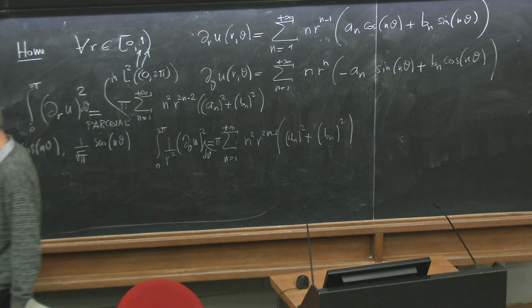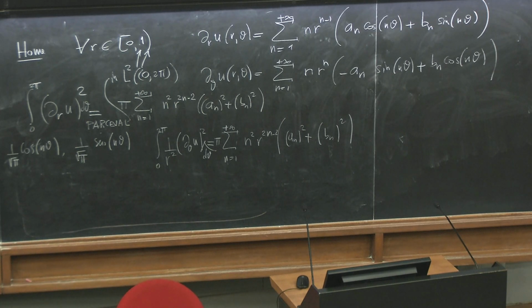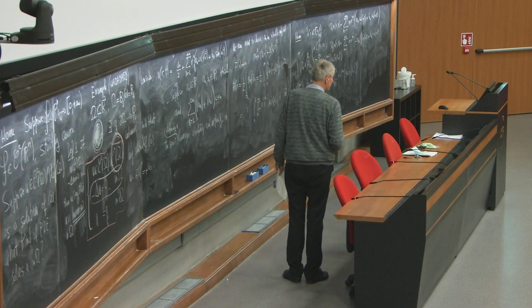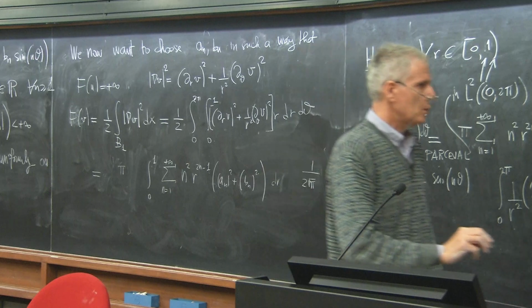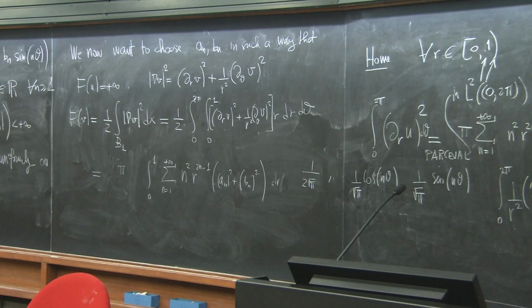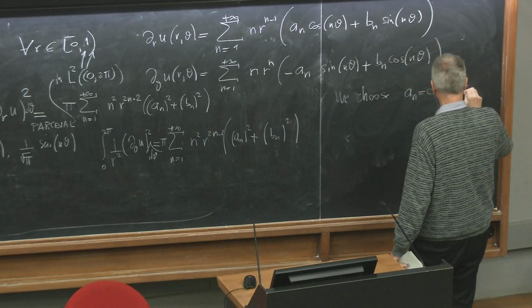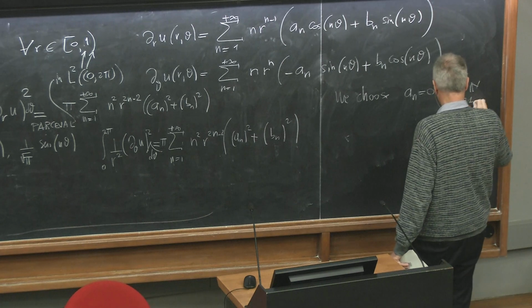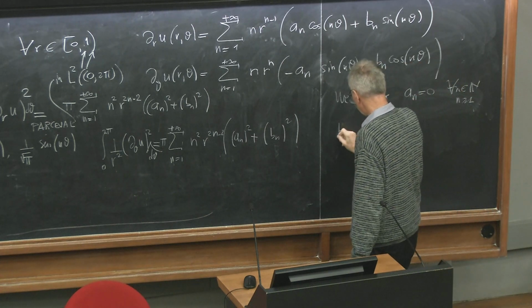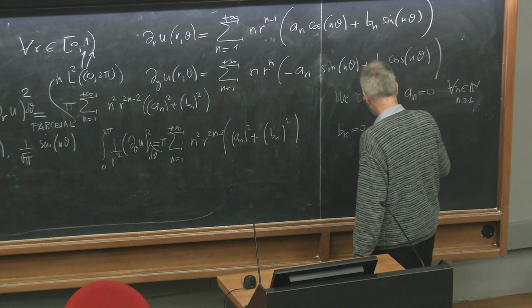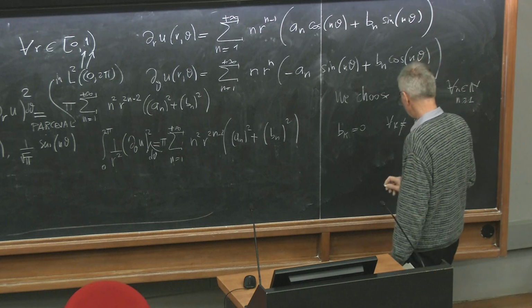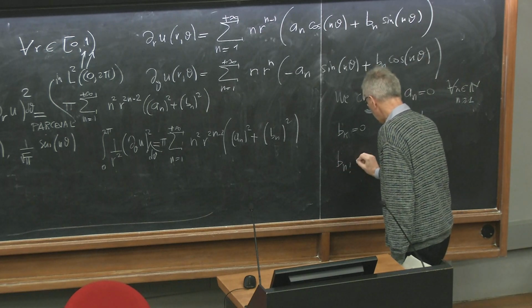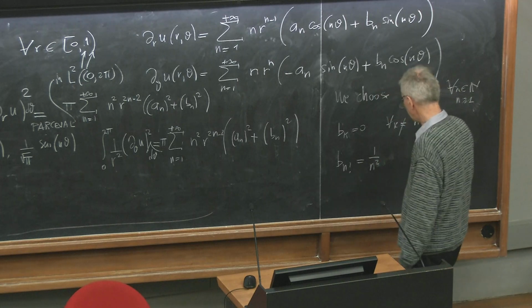So we are here now. And now we choose the coefficients. We choose now an equals 0 for any n, and bk equals 0 for any k different from n factorial, and b of n factorial equal to 1 over n squared.